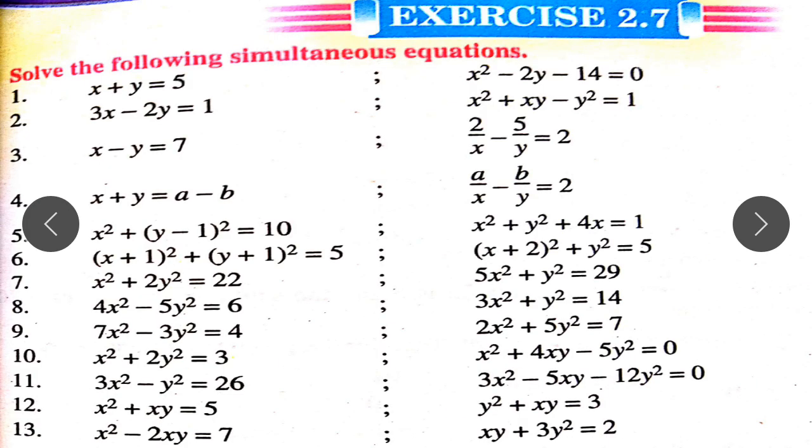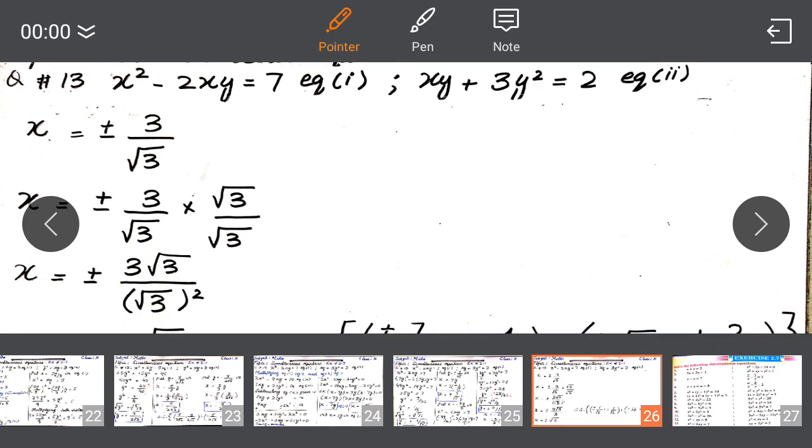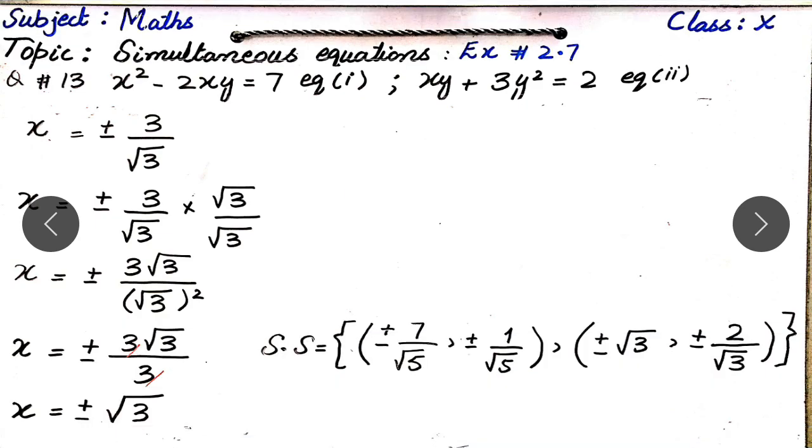This is exercise 2.7, and that will be your homework. So I hope that you have understood the concept. Have a nice day. Take care.